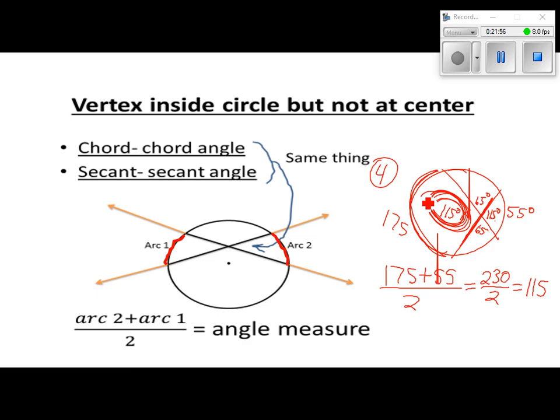So if the vertex is inside the circle but not at the center, we add the two arcs and divide by 2.